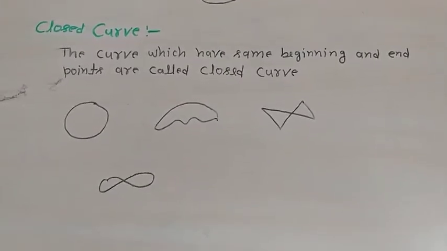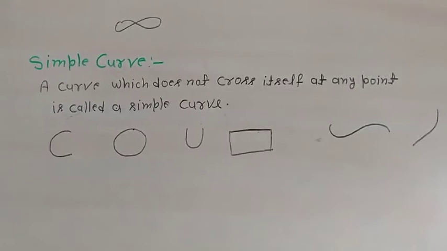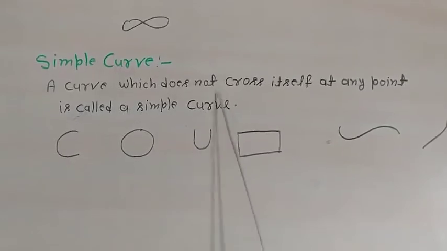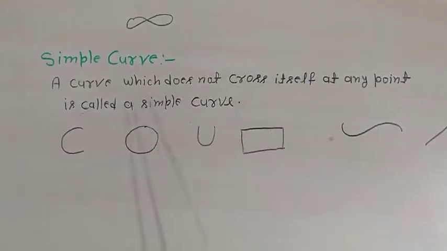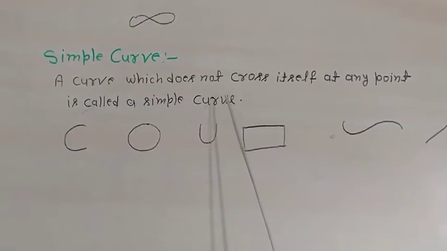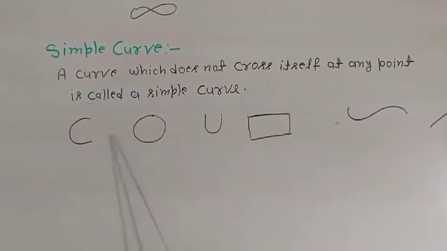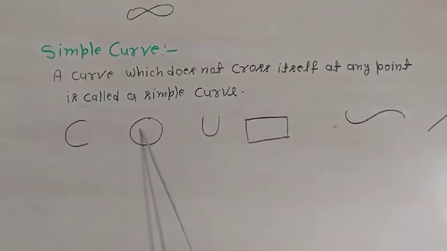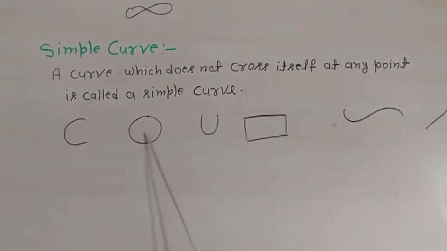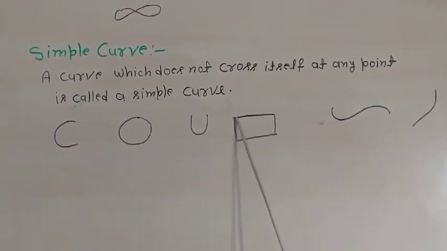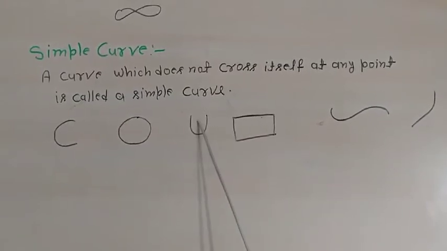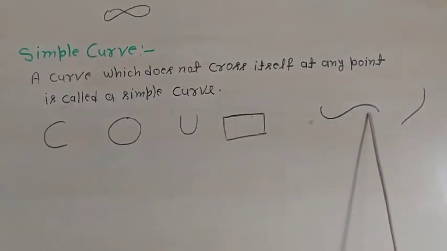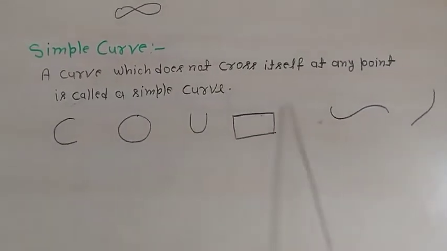What is a simple curve? A curve which does not cross itself at any point is called a simple curve. You can see here, this curve does not cross itself at any point, so this is a simple curve. Here you can see this also does not cross itself at any point, so they are simple curves.